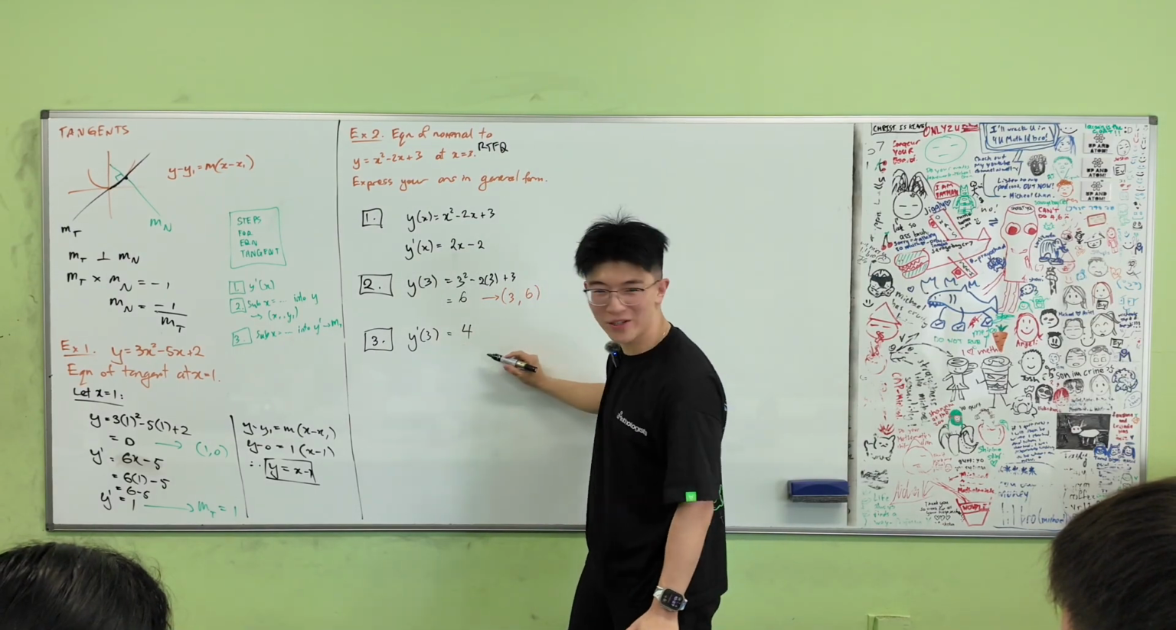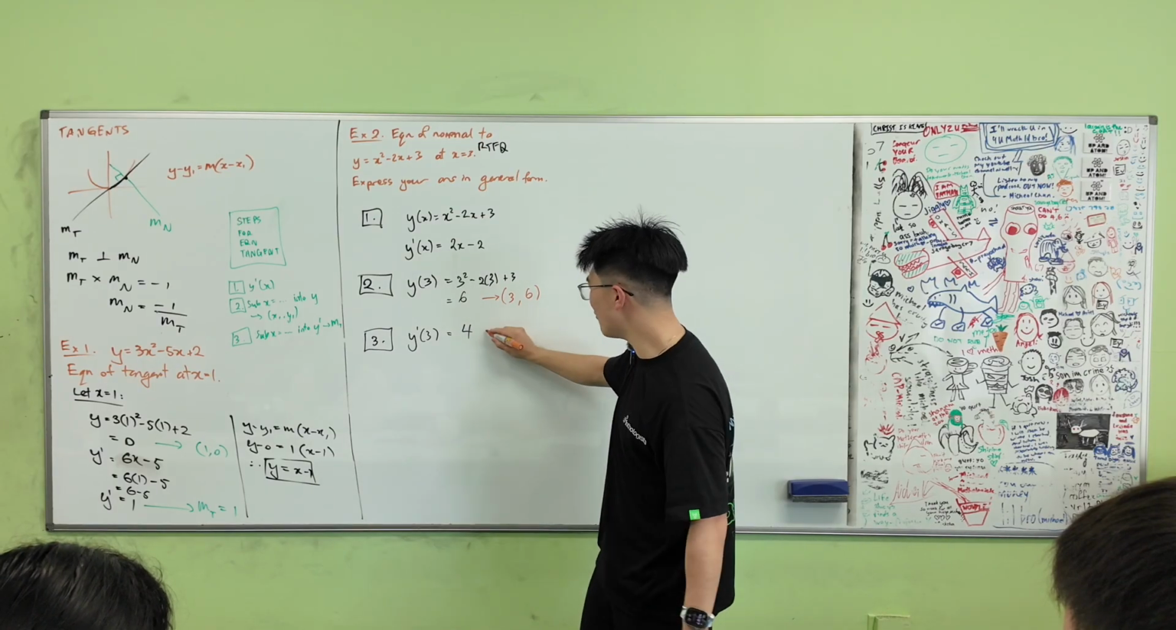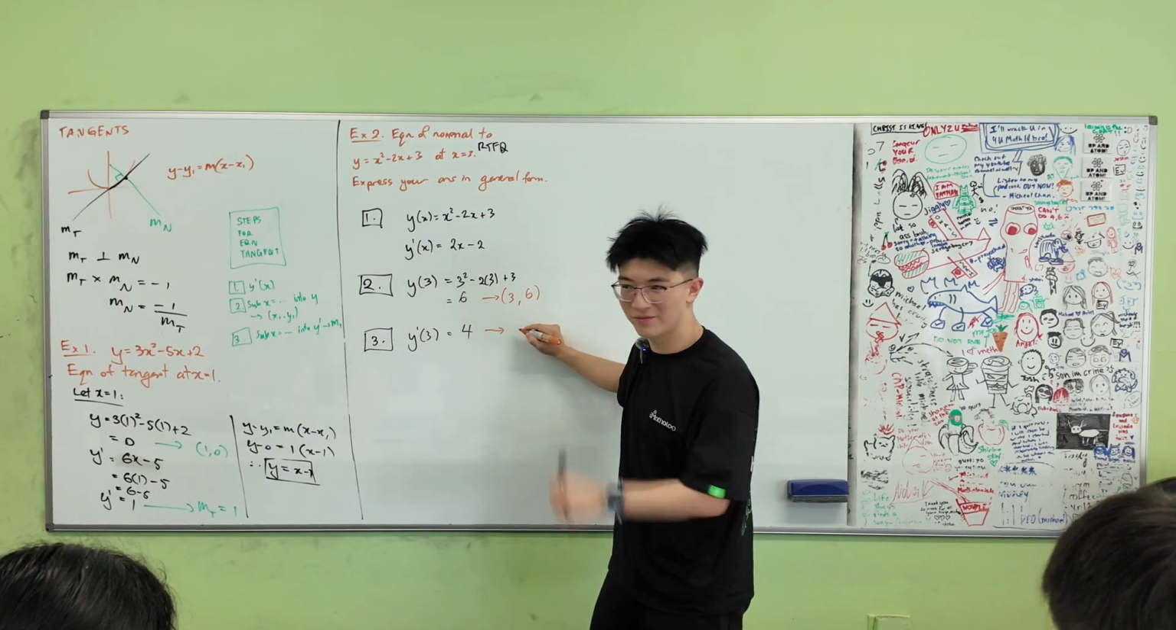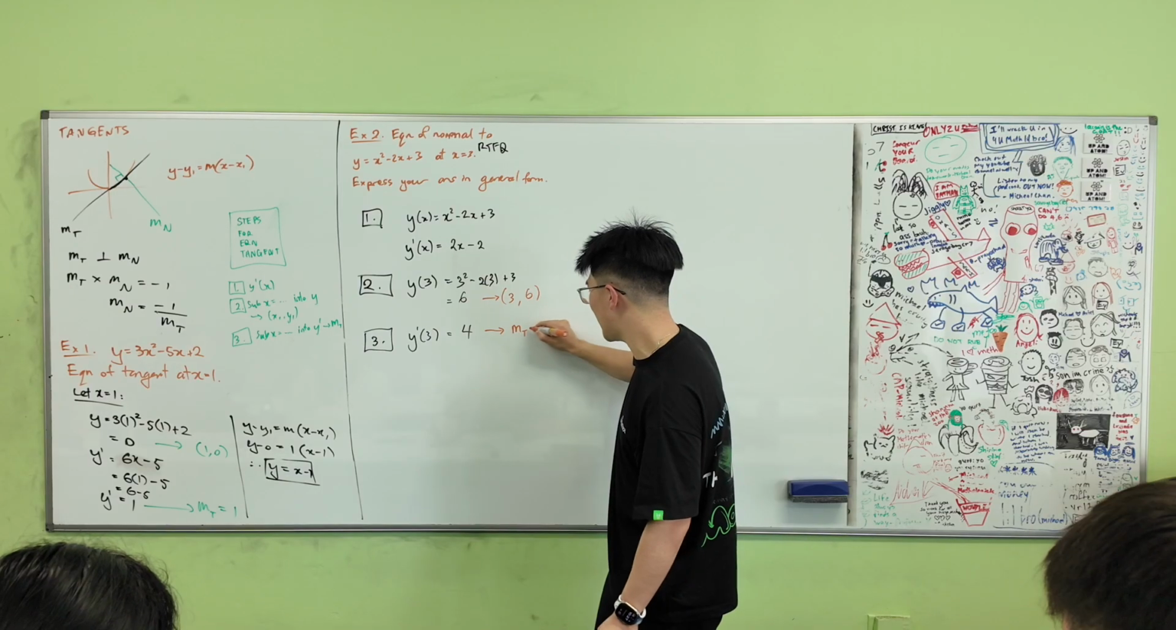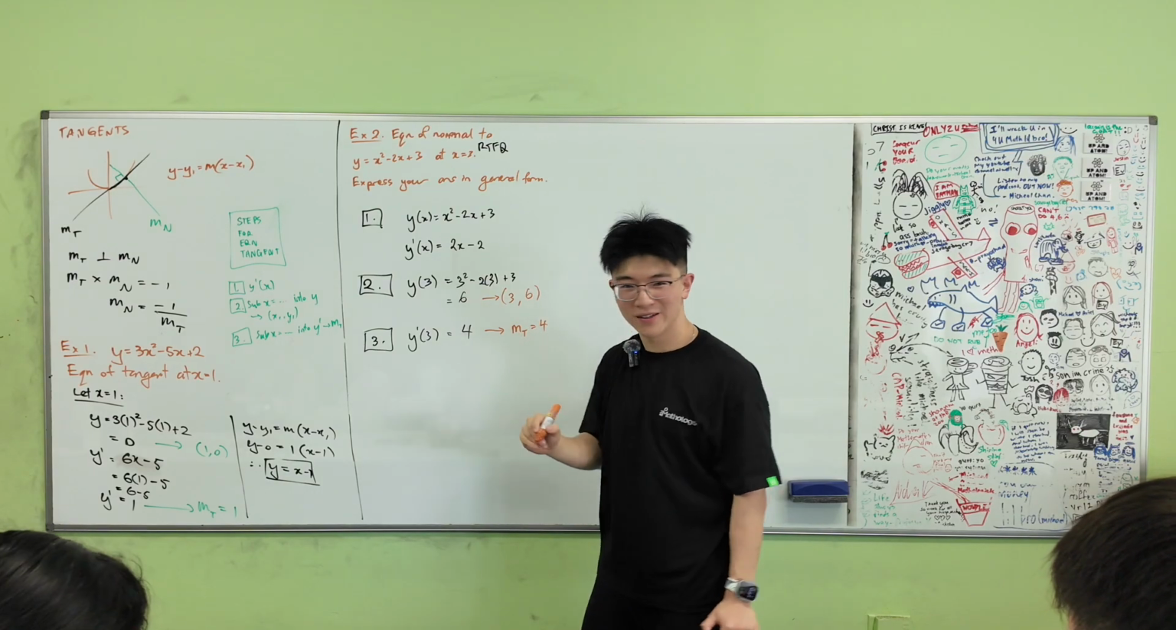All right, where are we at? Okay, so we got this. You guys are so sharp. This finds us the, what? Gradient of tangent. So m_t equals 4. I would love you to write that.